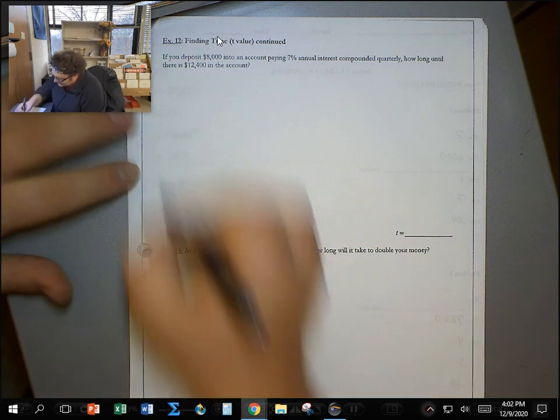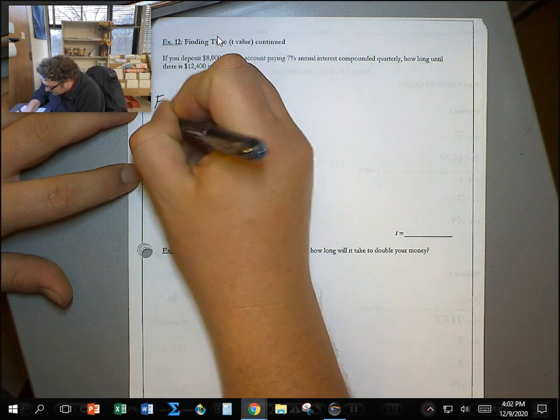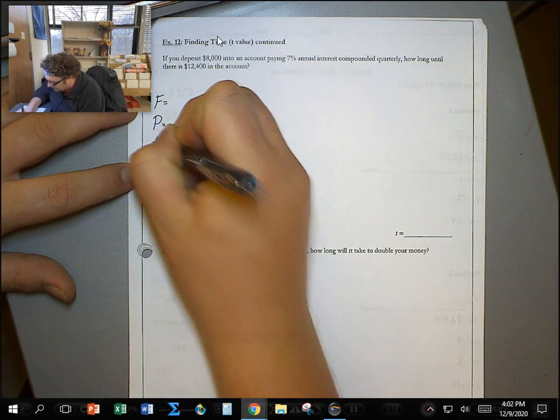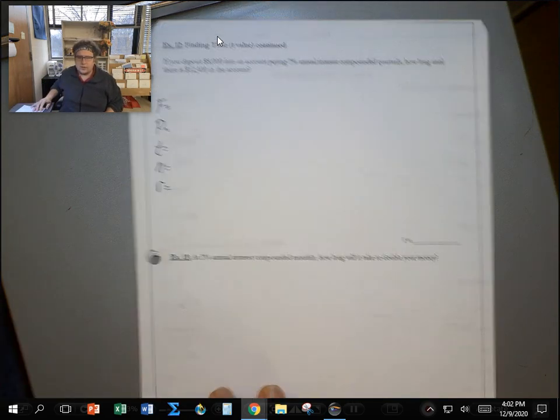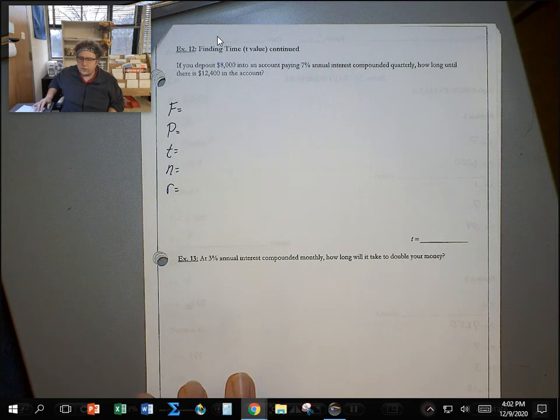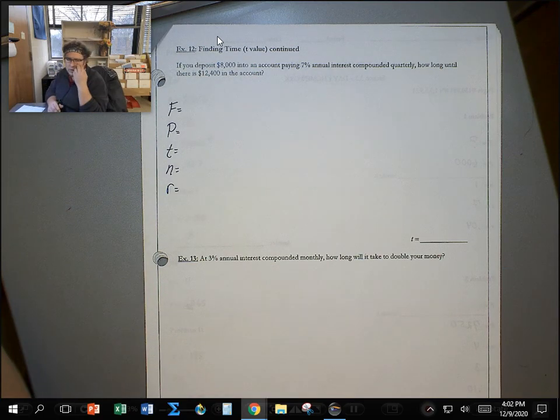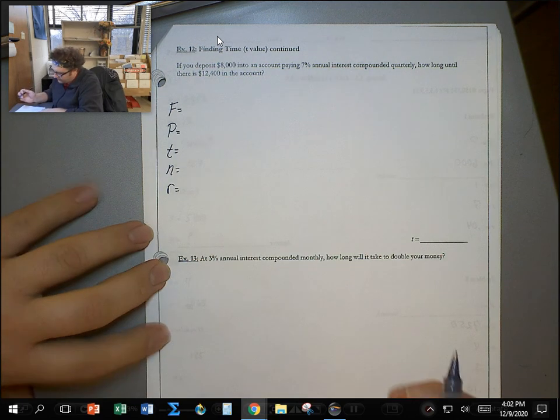All right, let's get going. We're going to always start compound interest problems with our variables. I know I just did the variables in a different order. I apologize, but whatever you get, F, P, R, and T, doesn't matter really the order. It just matters that you have all 5 there.